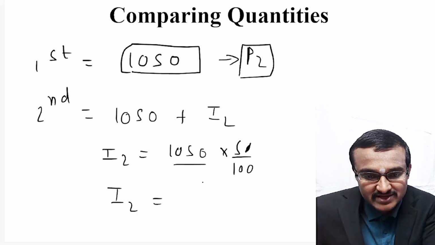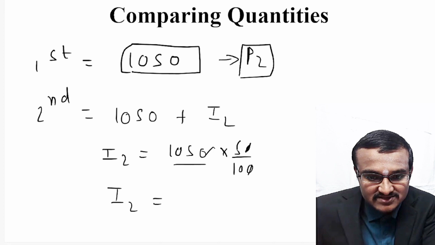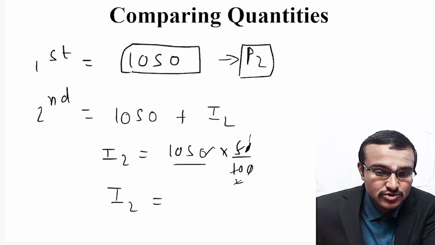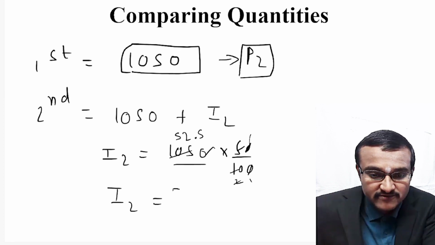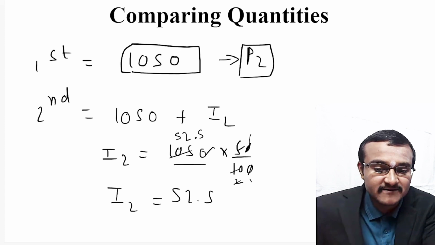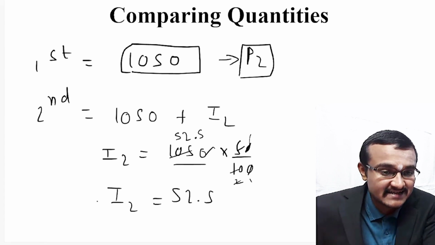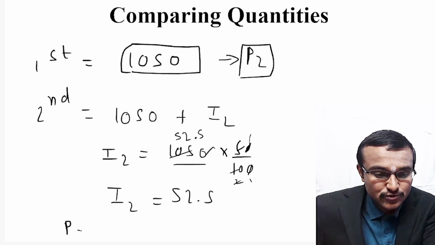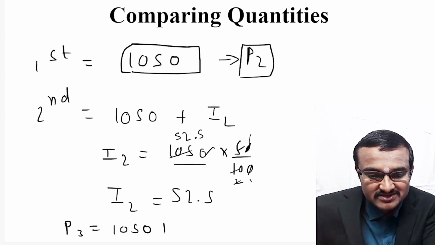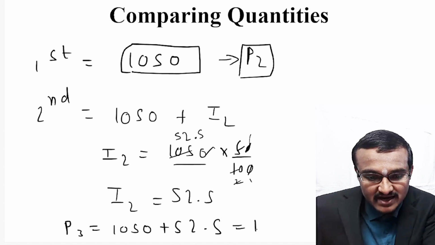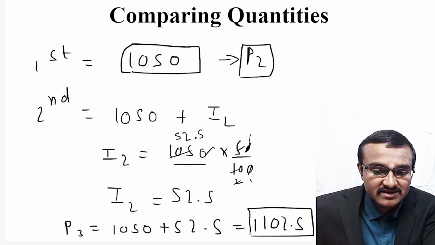So I2 will be equal to, here the 0 0 gets cancelled, 5 ones are 5, 5 twos are 10, 2 ones are 2, 2 fives are 10, 2 twos are 4, and 0.1 will be remaining 5. So 52.5 rupees will be the second year's interest. Your new principal amount, that is P3, will be 1050 rupees plus 52.5 rupees. So that will be 1102.5. This much will be the third year's principal amount.